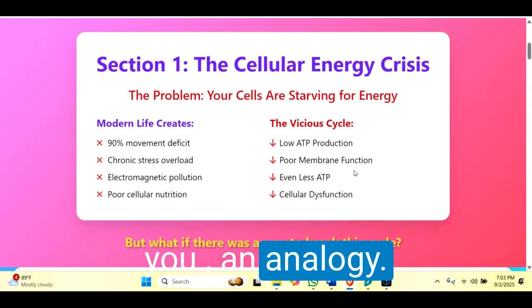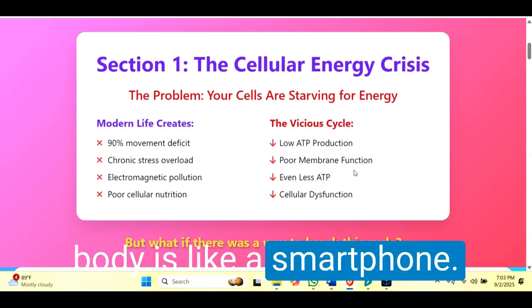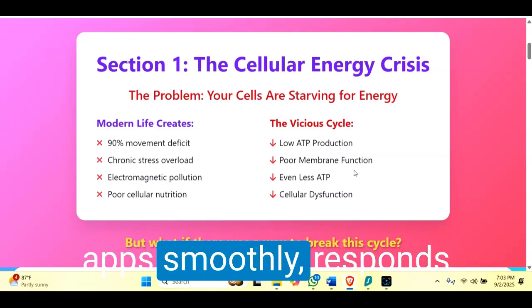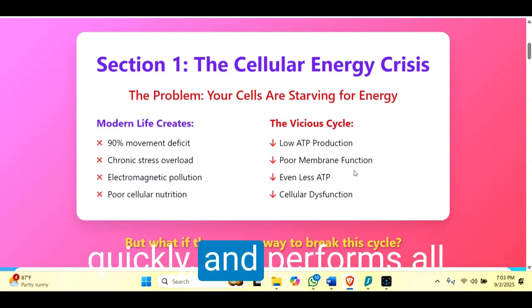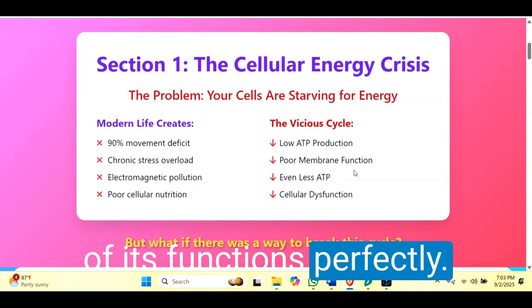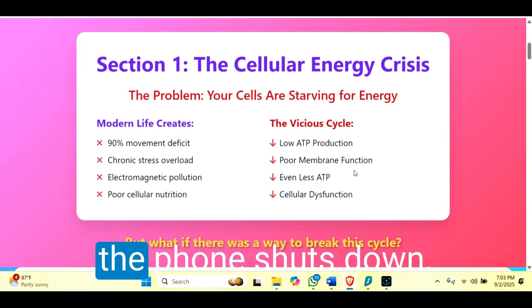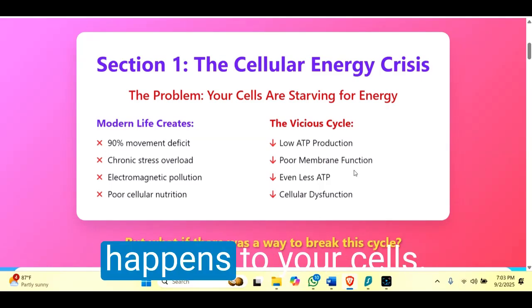Let me give you an analogy. Imagine every cell in your body is like a smartphone. When your phone's battery is fully charged, it runs all its apps smoothly, responds quickly, and performs all of its functions perfectly. But when the battery gets low, everything slows down. Apps crash, and eventually the phone shuts down. That's exactly what happens to your cells.